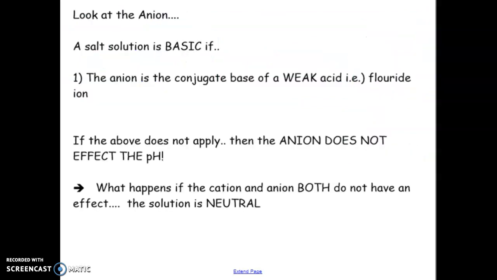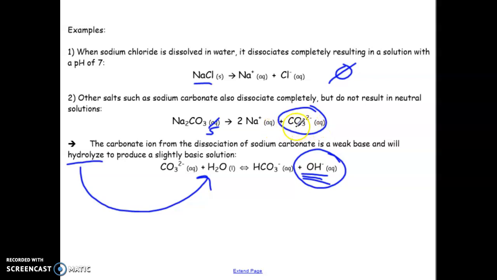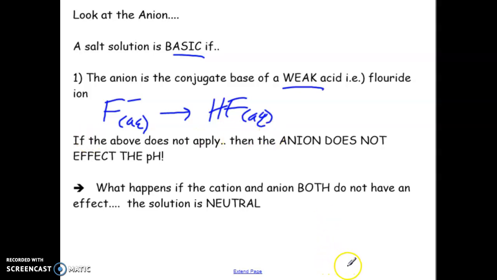Okay, so let's talk about the negative ion. The anion will create a basic solution if, and there's only one criteria that fits here, the anion must be the conjugate base of a weak acid. So not a strong acid, a weak acid. An example we have here is fluorine ions. Fluorine ions are the conjugate base of hydrofluoric acid, which is a weak acid. That actually answers the question over here for CO3, because carbonate is the conjugate base of a weak acid. If you have the conjugate of something that is weak, you will have a hydrolysis reaction. If it does not meet this criteria, it will not affect the pH.